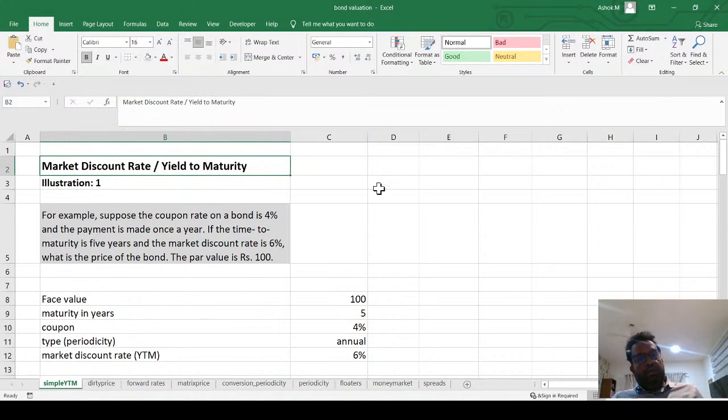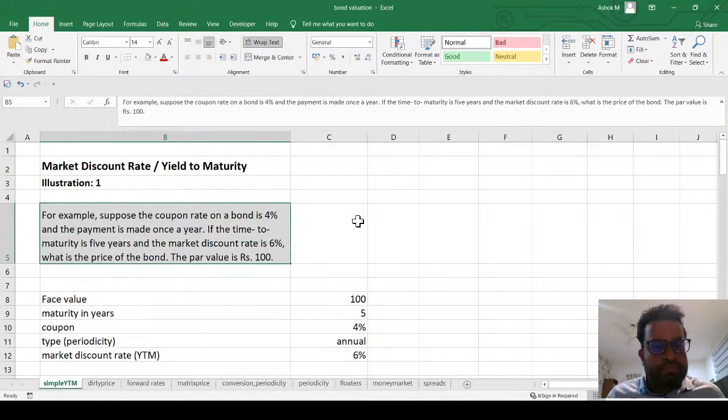YTM is a measure of a bond. It's a measure of return on a bond. It is similar to IRR, and we will just see some mechanics of calculation of YTM. So we'll just see the first illustration.